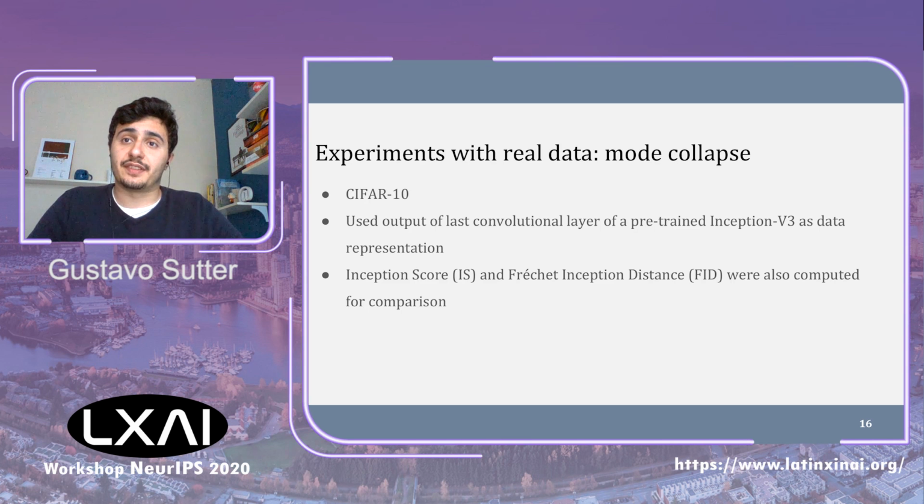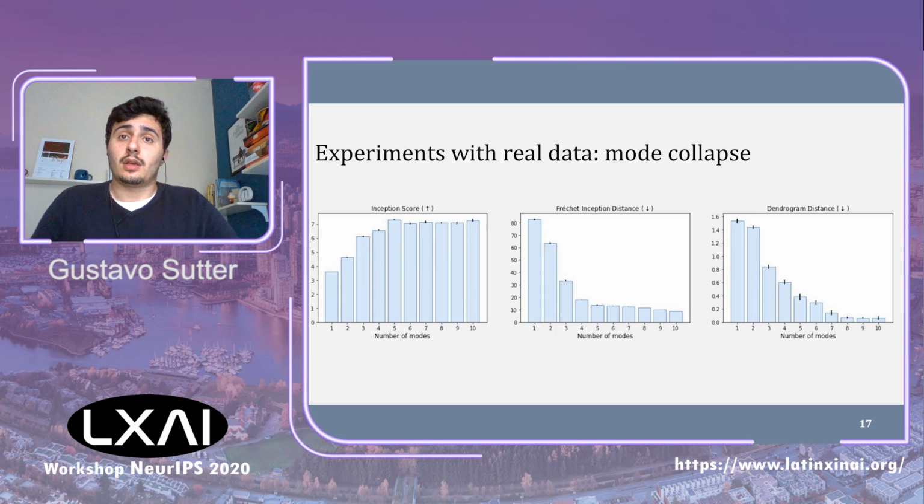Okay. We use CIFAR-10 for that. As I said, our representation is the last convolutional layer of a pretrained network, more specifically from an Inception V3. We compared our results to the Inception Score and to the Fréchet Inception Distance. Here you can see on the right our results. You can see that as the number of modes gets higher, closer to the number of modes in the simulated training set, our score gets lower, which is good, because it's a distance metric.